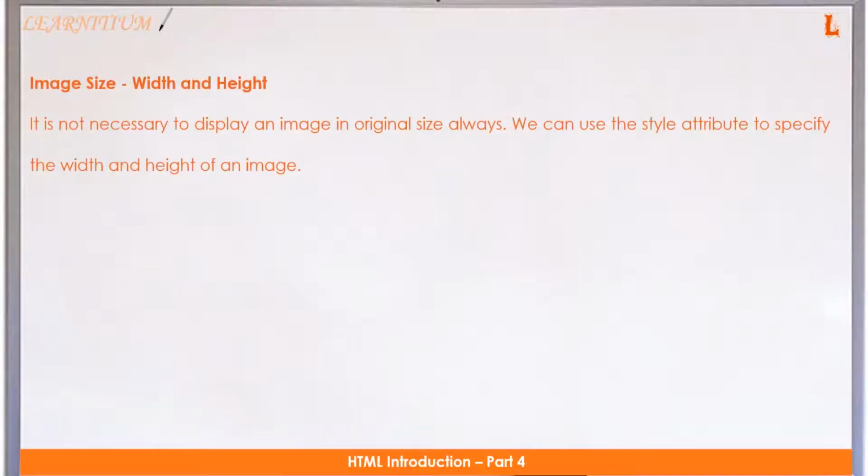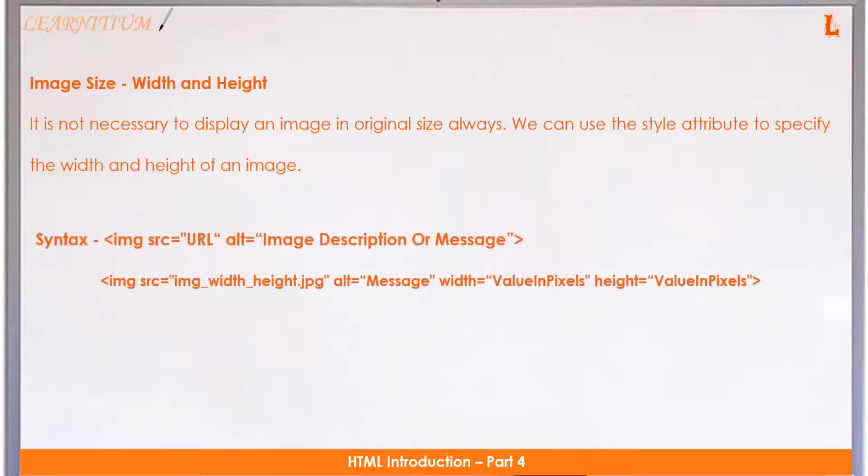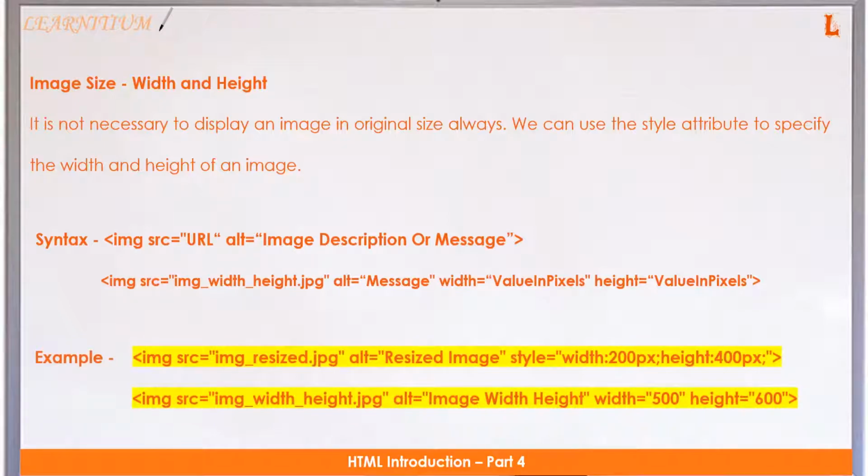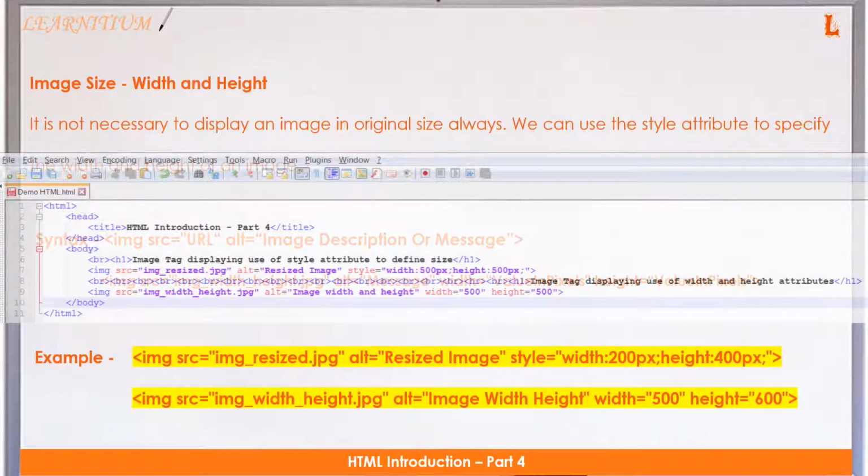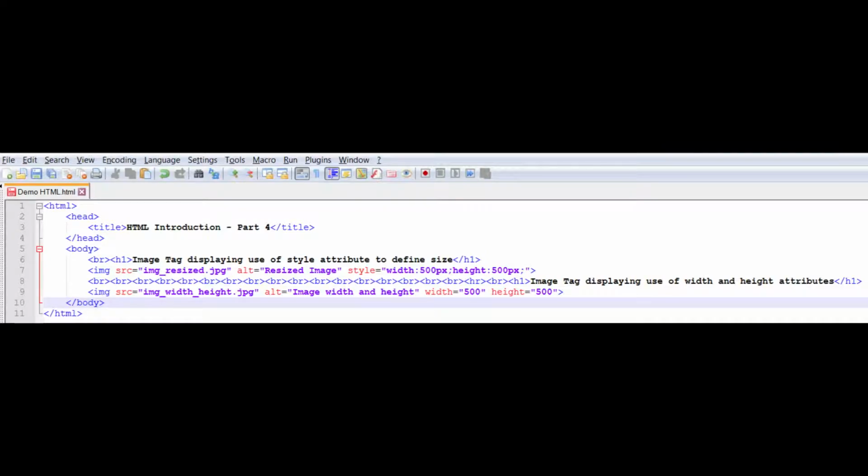Image size, width and height. It is not necessary to display an image in original size always. We can use the style attribute to specify the width and height of an image. For example, img src equals img_resized.jpg alt equals resized image style equals width: 200 pixels, height: 400 pixels. Another way of achieving this is by using the width and height attributes.